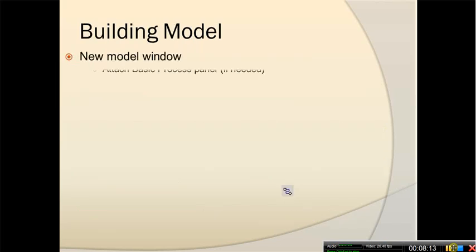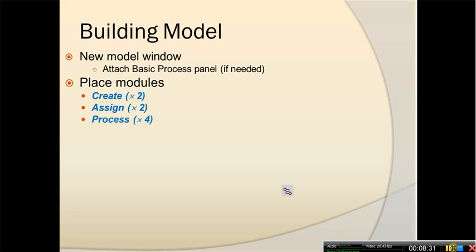So to build the model, we're going to open the new model window. We make sure that the basic process panel is attached. We're going to start placing the modules. So for this model, we will place two create modules, two assign modules, four process modules, two decide modules, three record modules, and three dispose modules.